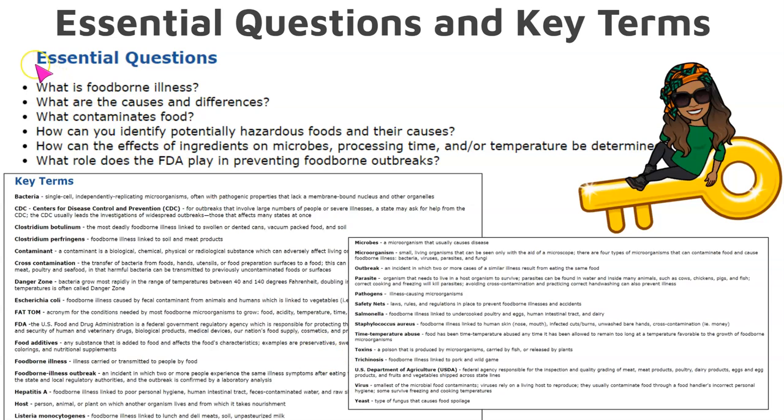So some essential questions that you need to be able to answer by the end of the module are: what is foodborne illness? What are some of the causes of foodborne illnesses and the differences between them? What contaminates our food? How can you identify potential hazardous foods and the causes of these hazardous foods? How can the effects of ingredients on microbes, processing time, and or temperature be determined? And the last essential question is, what role does the FDA play in preventing foodborne outbreaks? So as you read through the material, make sure you're able to answer each one of these essential questions.